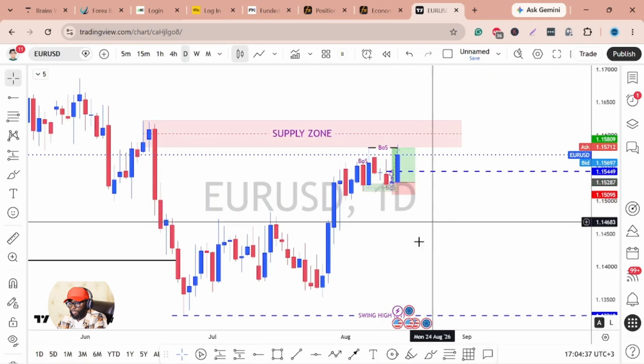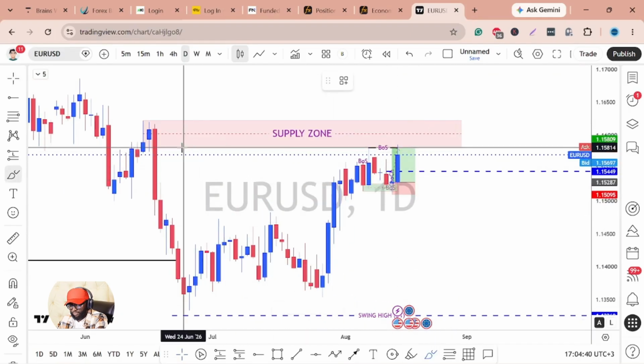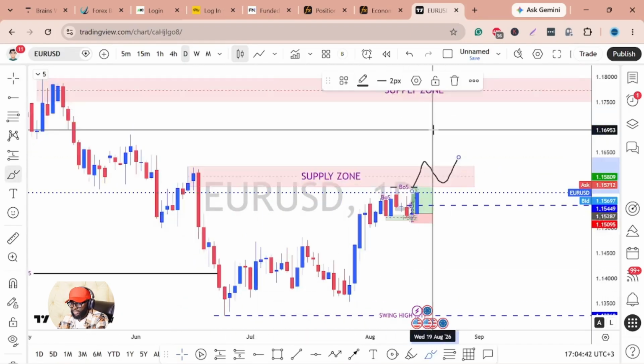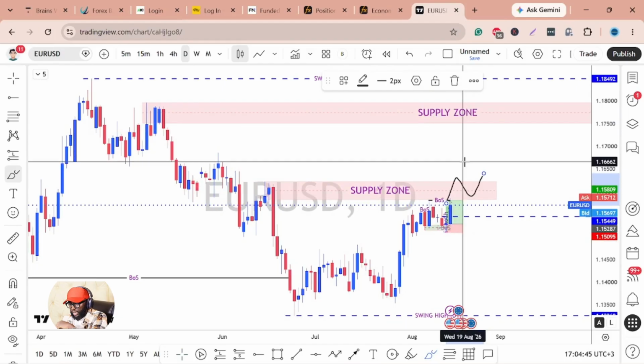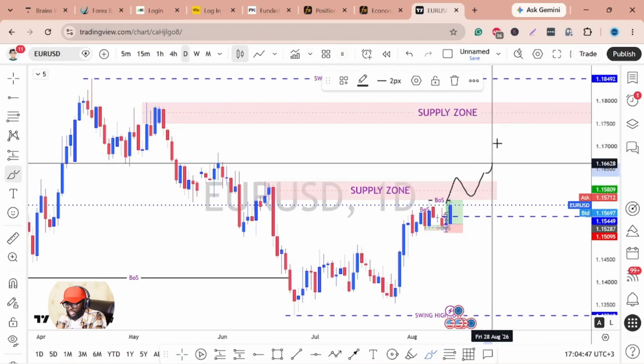So if this level of supply does not hold for price, then we'll be looking for more bullish price action, and of course, price might be heading to what?